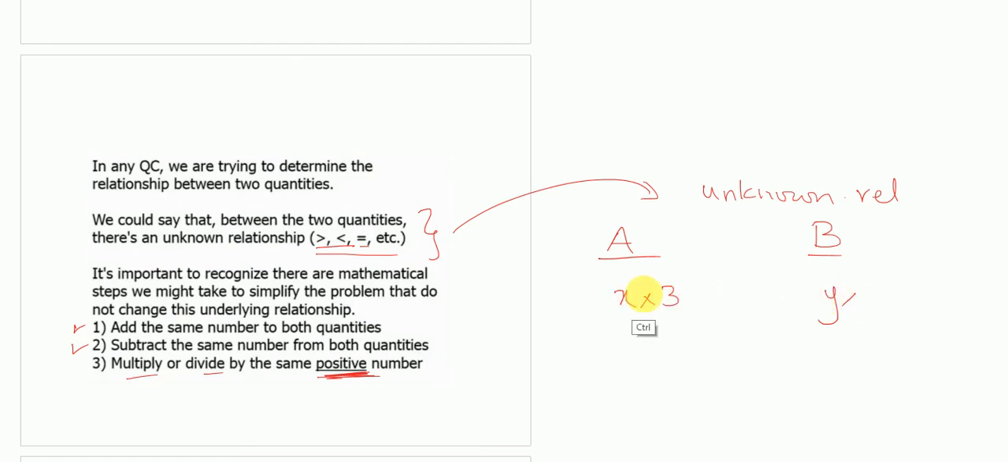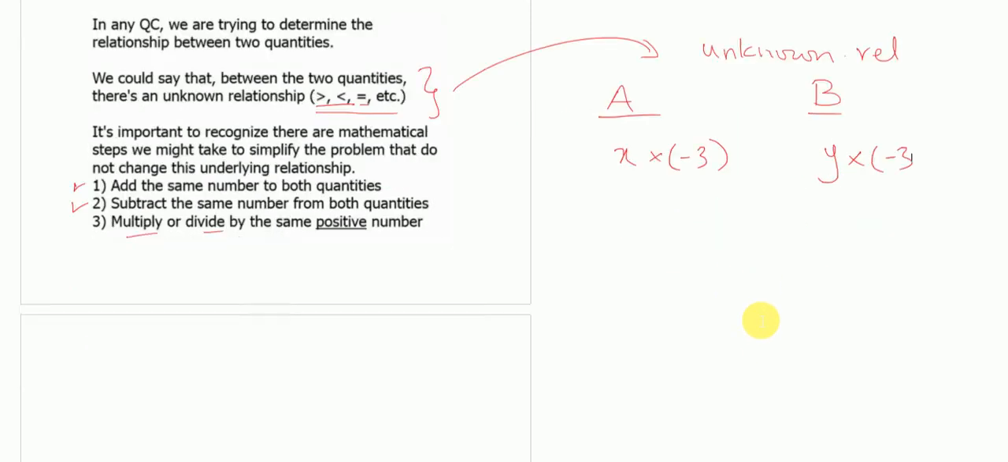Or I could divide both the quantities by the same number. However, I cannot divide by -3. This is not allowed, or any negative number. The same goes for multiplication. I cannot multiply x and y by a negative number. No, that is not allowed. So this is one very powerful idea that you need to be very careful about.